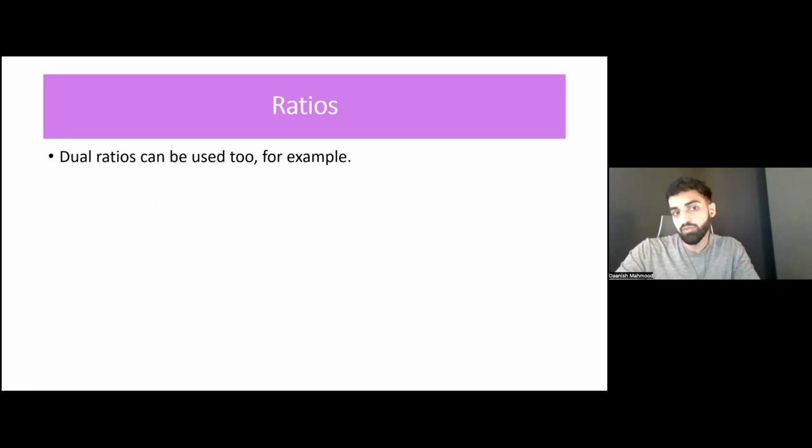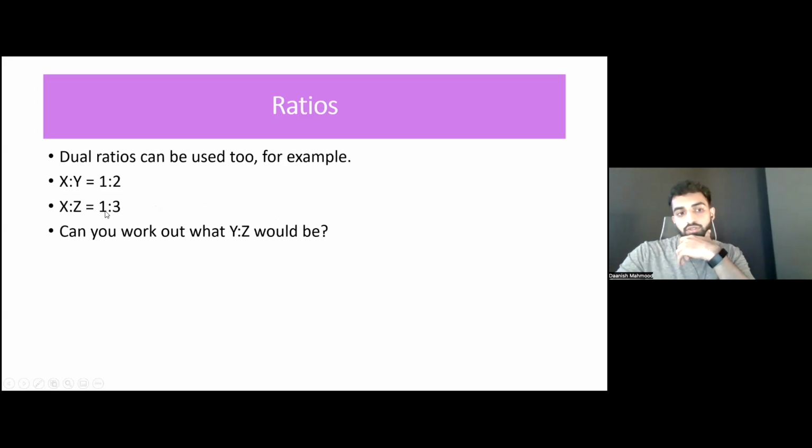Dual ratios can be used as well. So this is kind of like a step up from your average ratios. For example, if I tell you the ratio of X to Y is 1:2, and I tell you the ratio of X to Z is 1:3, can you work out from these two what the ratio of Y to Z would be? I'm just going to give you 5 more seconds if you can figure that out in your head.